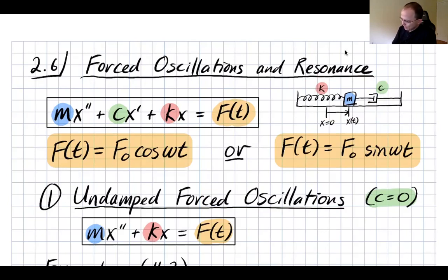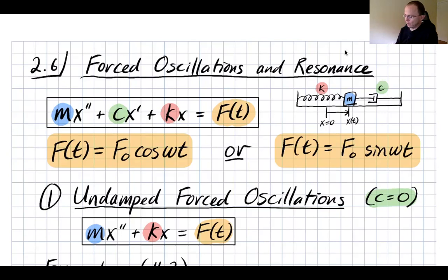And we're going to be looking specifically at what happens when the external force is given by a cosine or a sine. So some sort of periodic force. For example, an earthquake would cause such an external force, where the ground shakes back and forth at a certain frequency for a certain amount of time, and these oscillations are causing the buildings to sway.